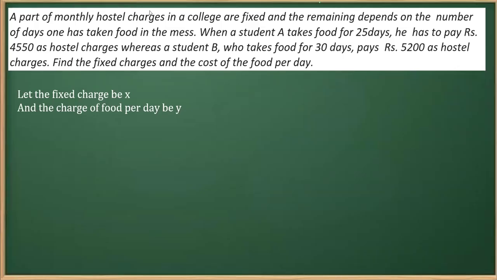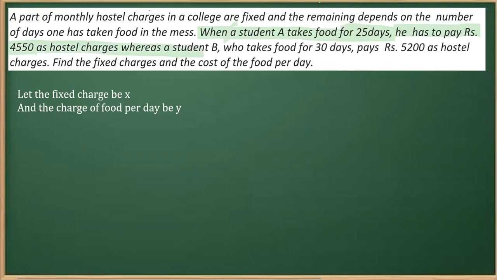This is one question from the chapter linear equations in two variables, a word problem, class 10. The question says a part of the monthly charge in a hostel is fixed and the remaining depends upon the number of days the food is taken in the mess. So in case one, when a student A takes food for 25 days, he has to pay rupees 4550 as a hostel charge.